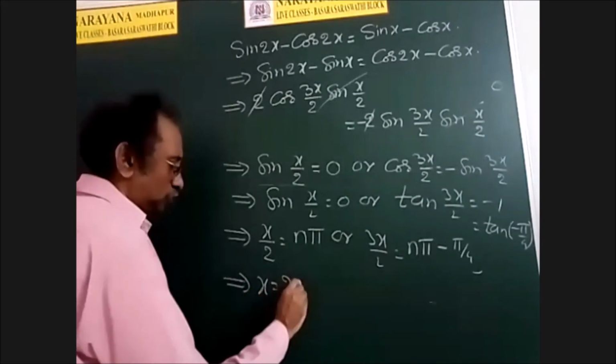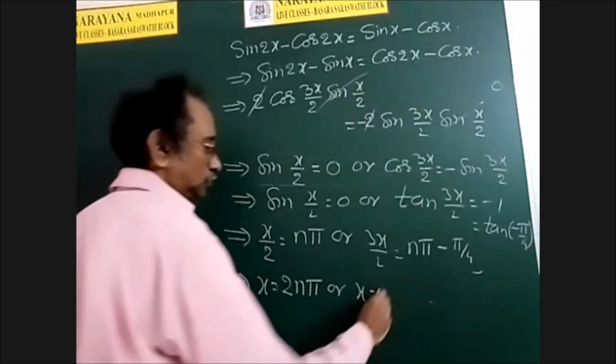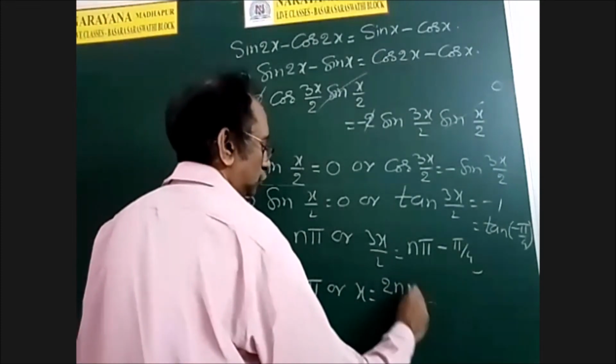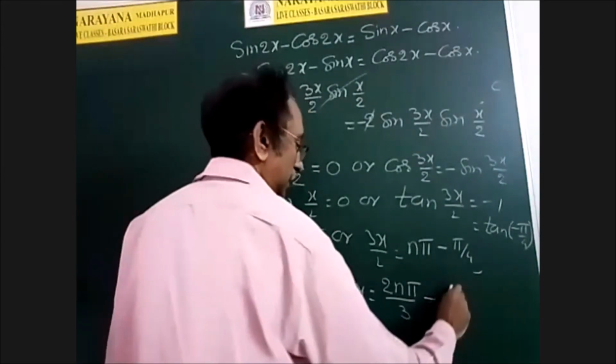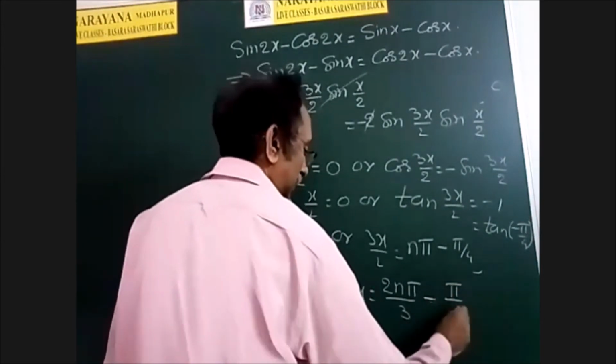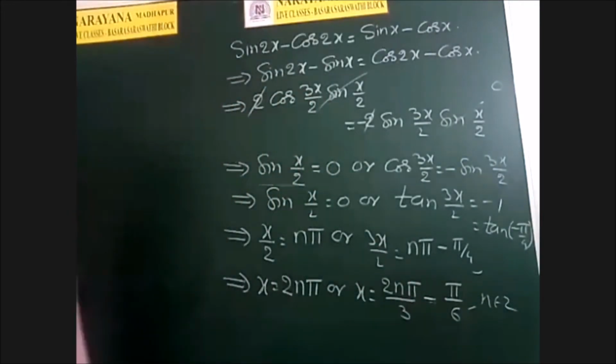So a little bit of simplification. Either x is equal to 2n pi or x is equal to, multiplying with 2 by 3, 2n pi by 3 minus pi by 6, n belongs to Z. Just leave it like that. Right.